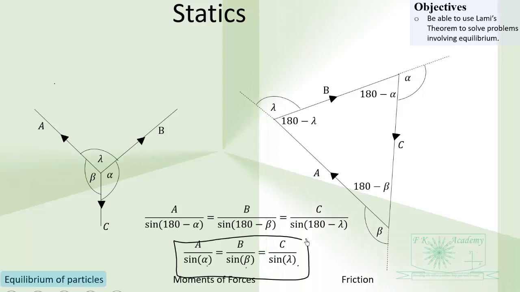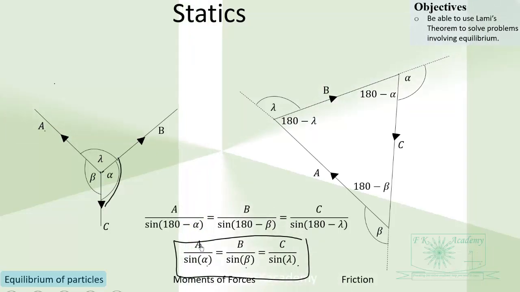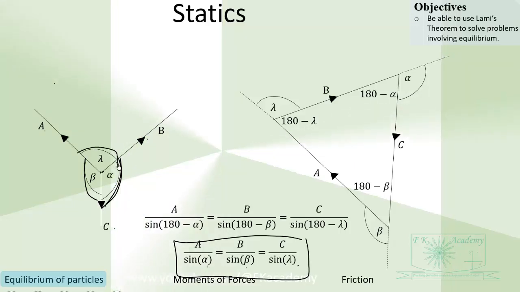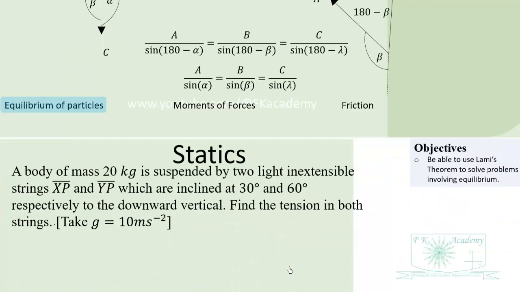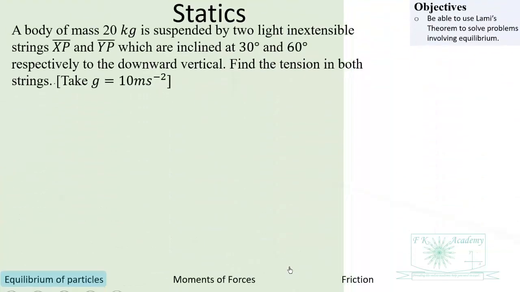So it's simply saying that if you have three coplanar forces acting on a particle in equilibrium, what we can do is A over sine of alpha, that is the angle directly opposite to that force. Then B over sine of beta, C over sine of lambda. That is what you're seeing here. Let's apply this to solve a question.